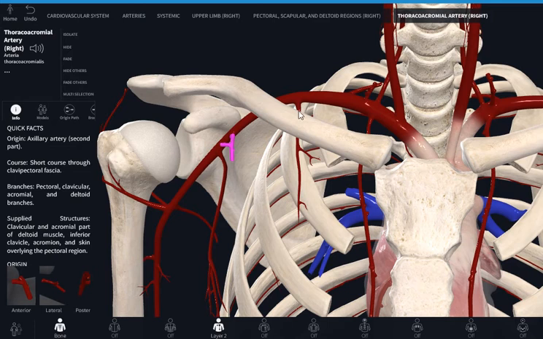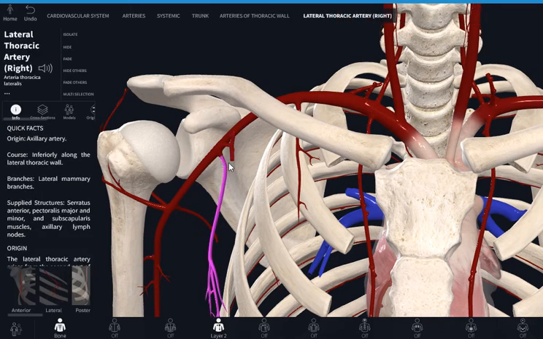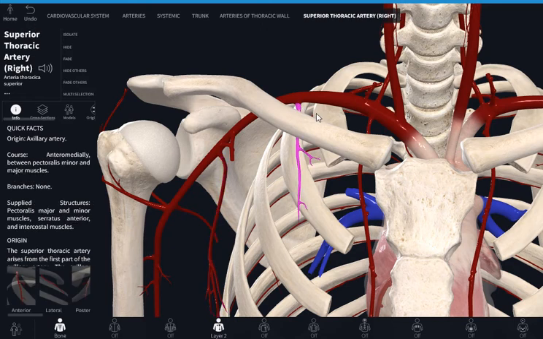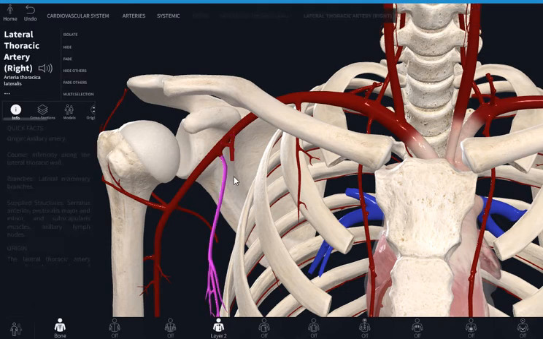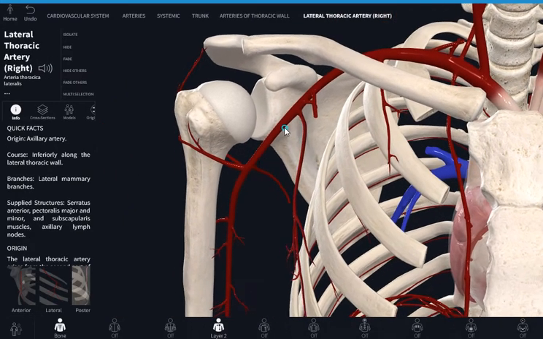This is the second part of the subclavian artery. The third part of the subclavian artery gives the thoracoacromial artery. It also gives this particular artery here, the lateral thoracic artery. So these are the two arteries which are given. The superior thoracic artery is given on the second part of the subclavian artery. The third part of the subclavian artery gives the thoracoacromial artery and the lateral thoracic artery.